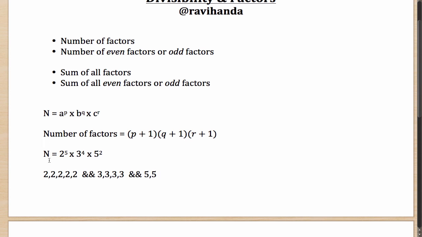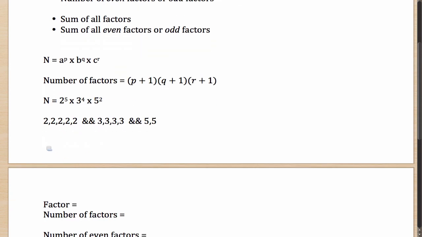Now to form a factor of this n, what do I need to do? I can take any number of 2's from this particular set of 5 2's. Let's say I decided to take 2 2's from it. Not only that, I can take any number of 3's from this set. Say I decided to take 1 3 from it. I can decide to take any number of 5's from it. I decide to take 0 5's from it. Then what do I get? I get 2 into 2 into 3, which is equal to 12, and that 12 is a factor of n. Very obvious.